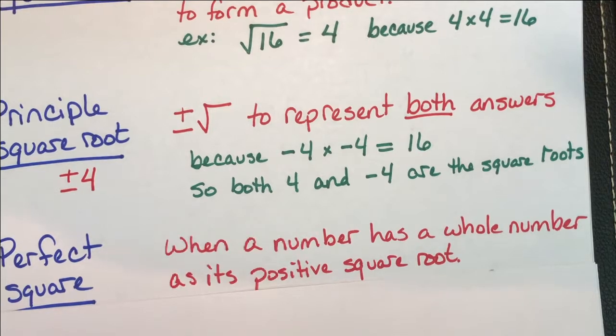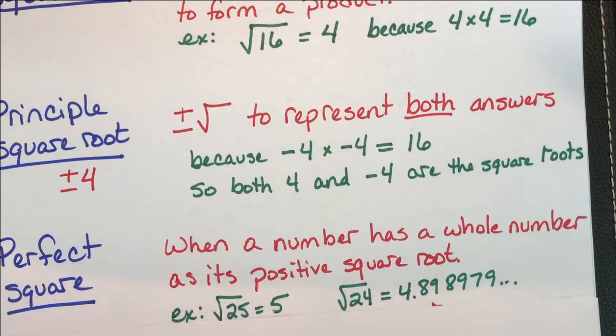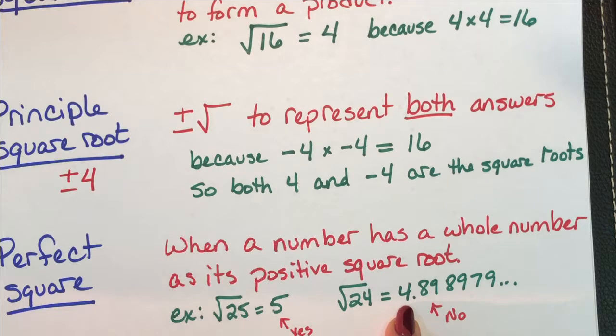We have some numbers that are considered perfect squares. This is when a number has a whole number as its positive square root. For example, the square root of 25 is 5. This is a whole number, so 25 is a perfect square. Whereas the square root of 24 is 4.898979, and it goes on and on. 24 is not a perfect square because its square root is not a whole number.